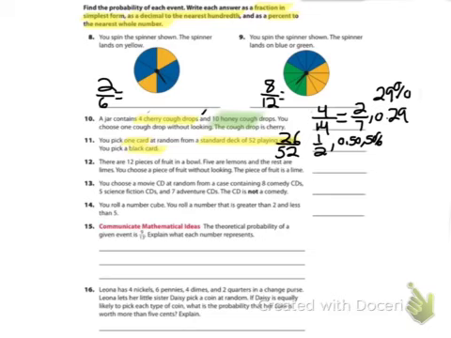Moving on, there are 12 pieces of fruit in a bowl. 5 are lemons and the rest are limes. So the rest are limes. There are a total of 12. You choose a piece without looking. The piece of fruit is lime. Well, how many total are there? 12. If 5 of them are lemons and the rest are lime, that means 7 out of 12 are limes. 7 out of 12, that's simplified, so 0.58 is the decimal, which makes 58%.